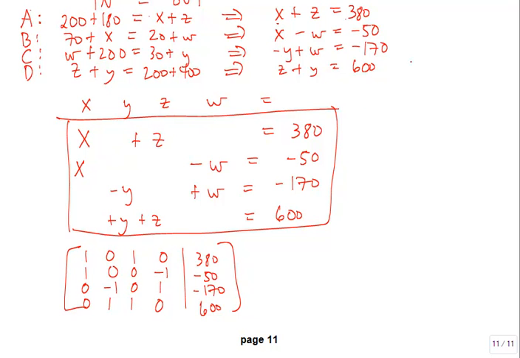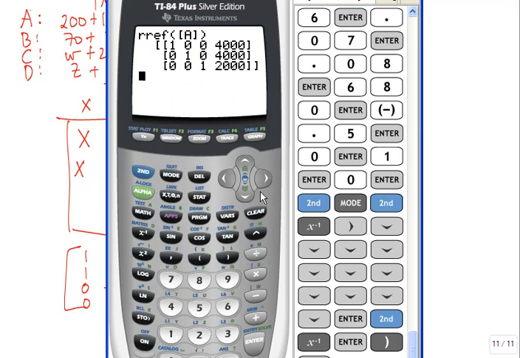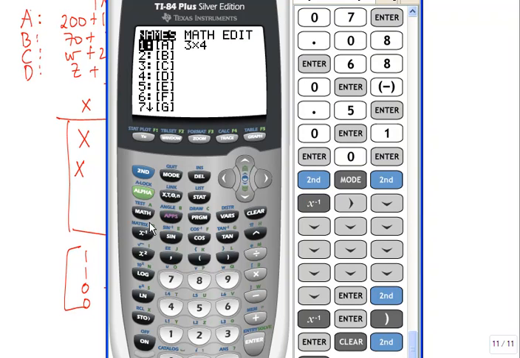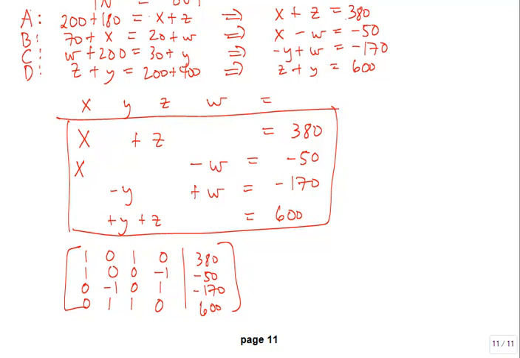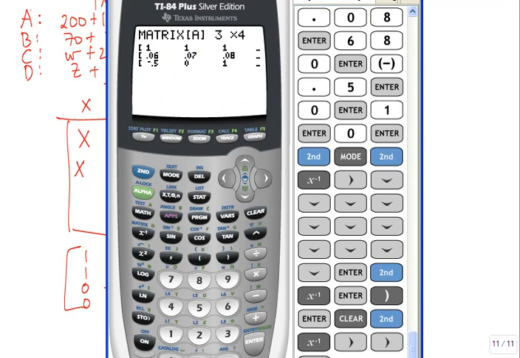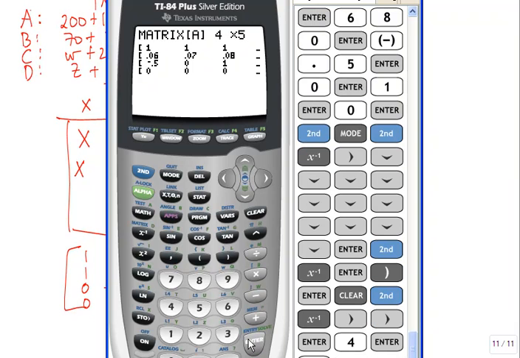So let's pull up the calculator. We're going to click on Matrix, and we're going to go over to Edit. And I forgot to mention over here, what size is this matrix? We have 4 rows, 1, 2, 3, 4 going across, but we have 5 columns. So this needs to be a 4 by 5 matrix. So we're going to need to adjust our dimensions here. We want a 4 by 5 matrix.